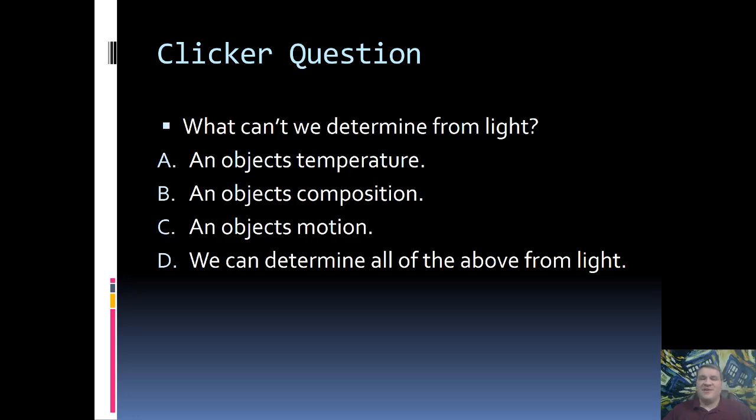All right, so what can't we determine from light? We can determine all of this from light. From the overall shape of the spectrum, we can determine the object's temperature. From the absorption and emission spectrum, we can determine the composition. Based off of the Doppler shift, whether it's red shifted or blue shifted, and how much, we can figure out the object's motion. We can figure out all of these things. In fact, we can actually figure out even more. It's just not stuff that we've talked about yet. But we can figure out a lot just by using light.